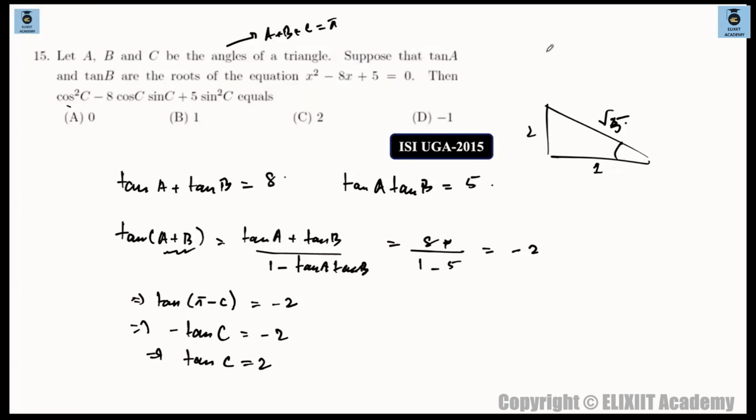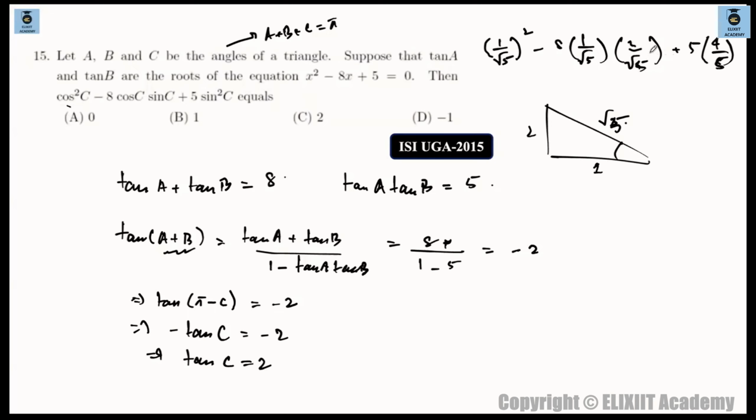Cos c will be 1 by root 5, sorry, 1 by root 5, so (1 by root 5) whole square minus 8 times of 1 by root 5 cos c into sin c, meaning 2 by root 5, okay, and plus 5 times of sin² c, meaning 5 times of 4 by 5, sin² c meaning 4 by 5, (2 by root 5) whole square, and now simply calculate this thing. LCM in the denominator, you are having 5, so the rest you people solve here.